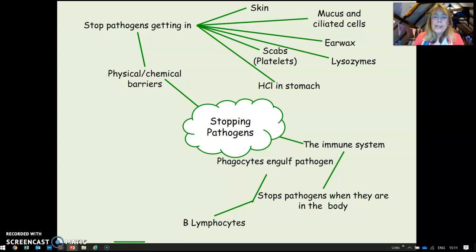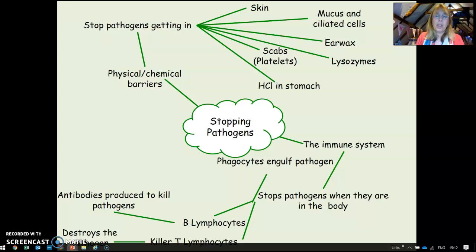And then we get lymphocytes. Now, the B lymphocytes are a type of white blood cell, and their main job is to produce antibodies. Remember, the antibodies match the antigen on the pathogen. This is a very specific shape, so it figures out which antibodies are needed, which white blood cells have those antibodies, and then they produce loads and loads of antibodies to kill the pathogens. We also, at the bottom there, have the killer T cells. They actually destroy the pathogen.